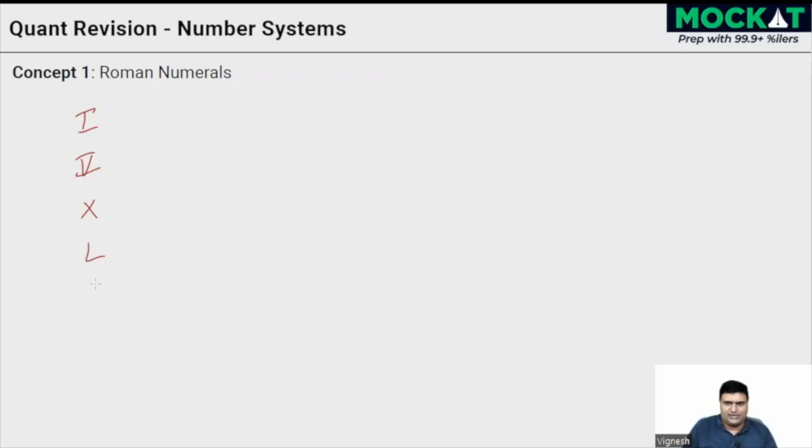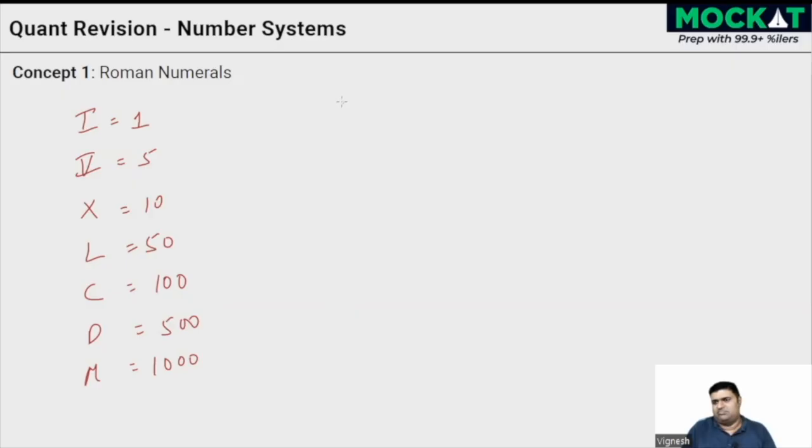I, V, X, L, C, D, M, right? These are the 7 letters which are used. I stands for 1, V for 5, X for 10, L for 50, C for century, 100, and M for milli, 1000, right? And D is 500 over here.